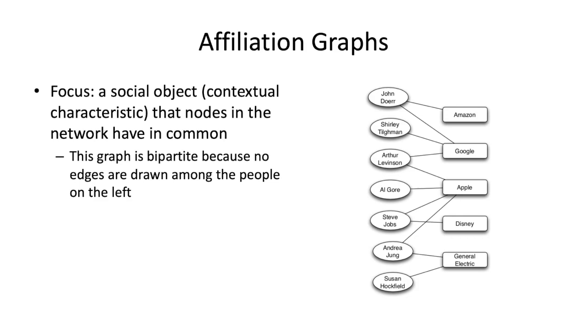And if we don't show those links, then it still remains what's called a bipartite graph, meaning all the things on the left are only linked to things on the right. All the things on the right only linked to things on the left. None of the things on the left are linked together. None of the things on the right are linked together.